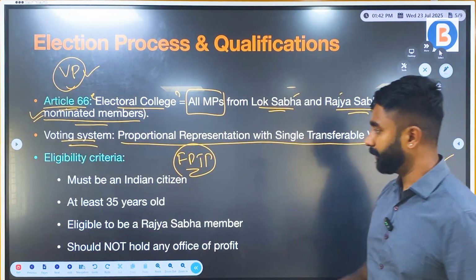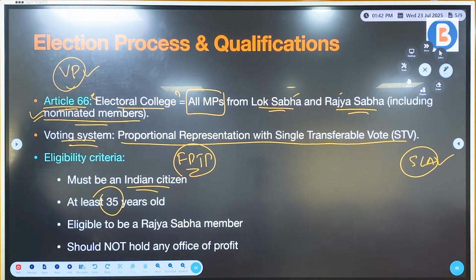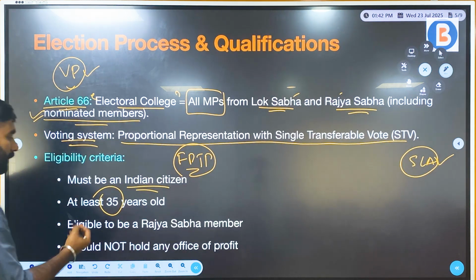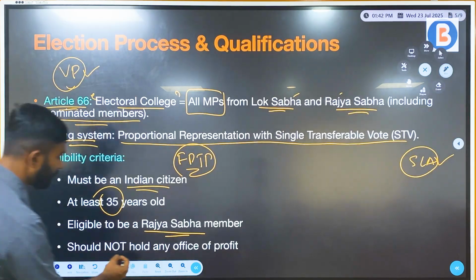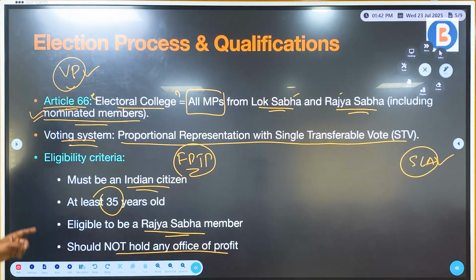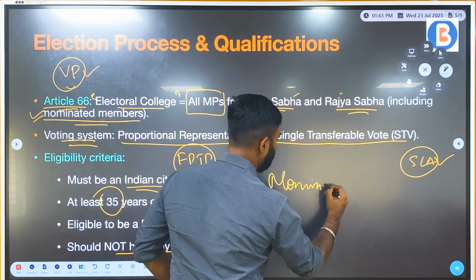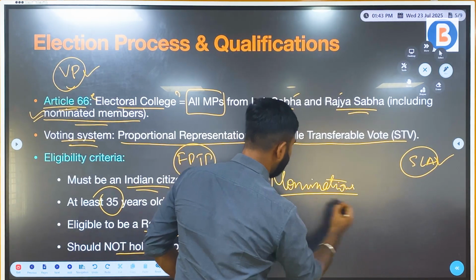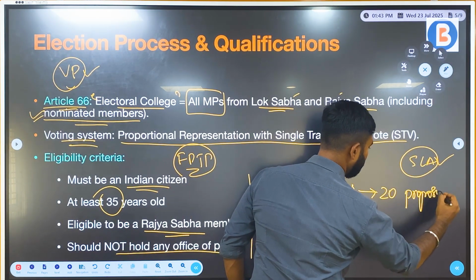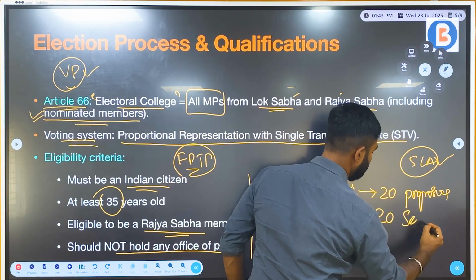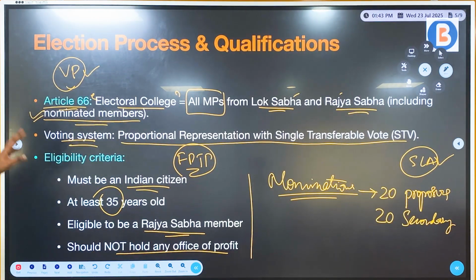Now talking about eligibility, he must be an Indian citizen who is at least 35 years of age, and the person should be eligible to become a member of Rajya Sabha, and last but not least, he should not hold any office of profit. One thing is missing: he should also be nominated by at least 20 proposers and 20 seconders, either from the Lok Sabha or the Rajya Sabha. So I hope this is clear.